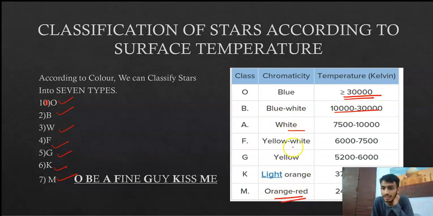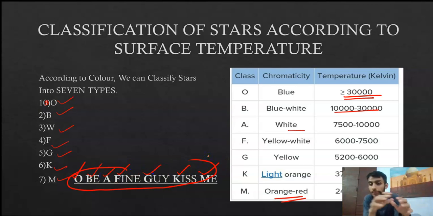For remembering this table of the types of stars, I have a small mnemonic, and this is: O, Be A Fine Guy or Girl, Kiss Me. And here we have O, B, A, F, G, K, and M. By remembering the first letter of these words in the sentence, we can remember this.